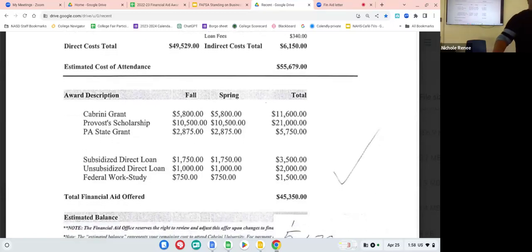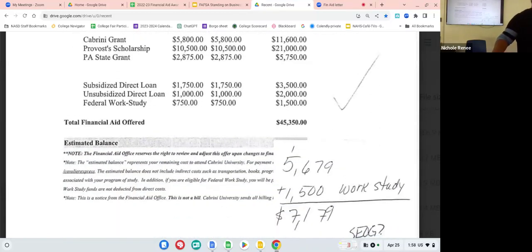Okay, now they actually are doing some math for the student. I said, girl, there's some SEOG missing. Let's ask for that too. So we asked for that too. So right here, the math for this particular student, the balance was, I think, $56.79. We added the work study back. So this student's bill was $7,179. It's better than that other one that we saw was like 20, right?